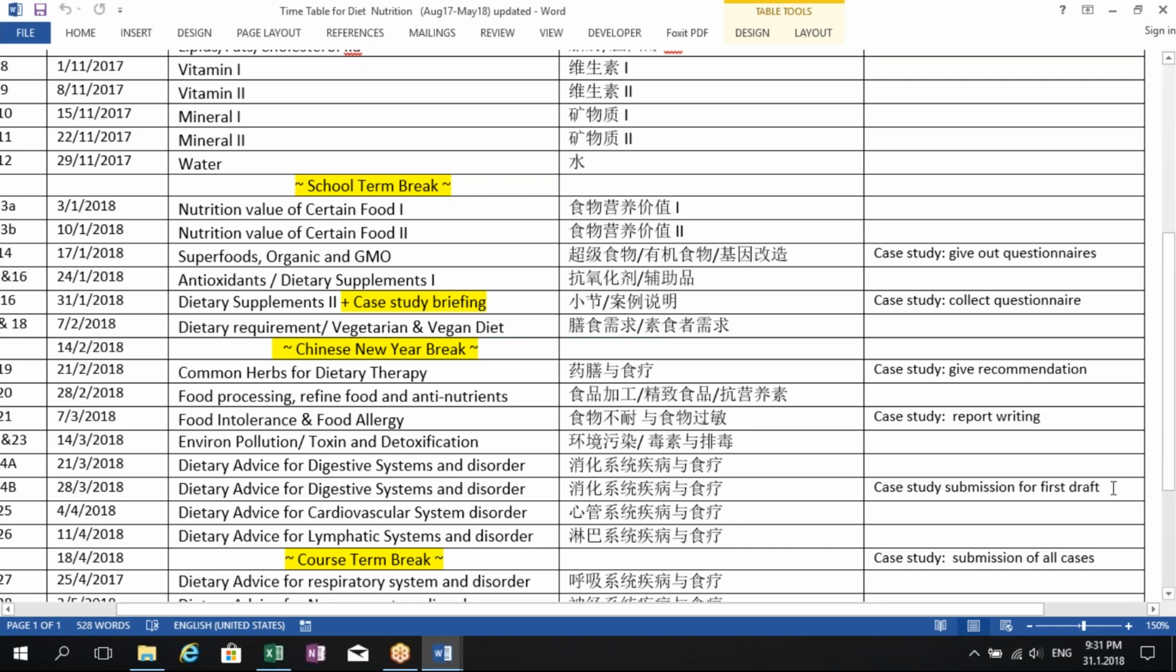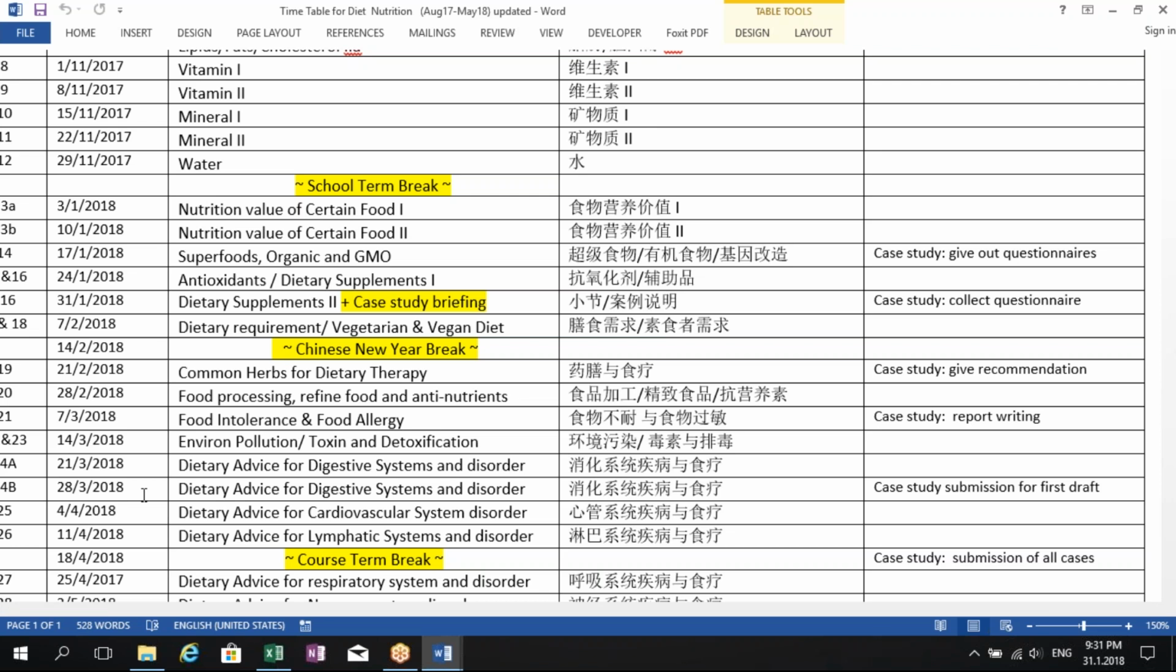So you only need to submit the first draft of the report. That means a complete set: the question A, food diary, whatever form, and the report itself, complete one draft. Just one case only by end of March. Only the first draft of the report.